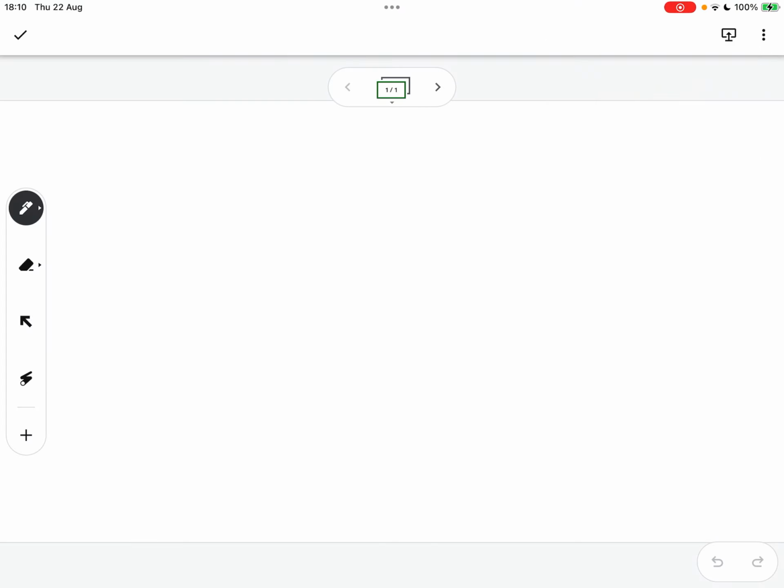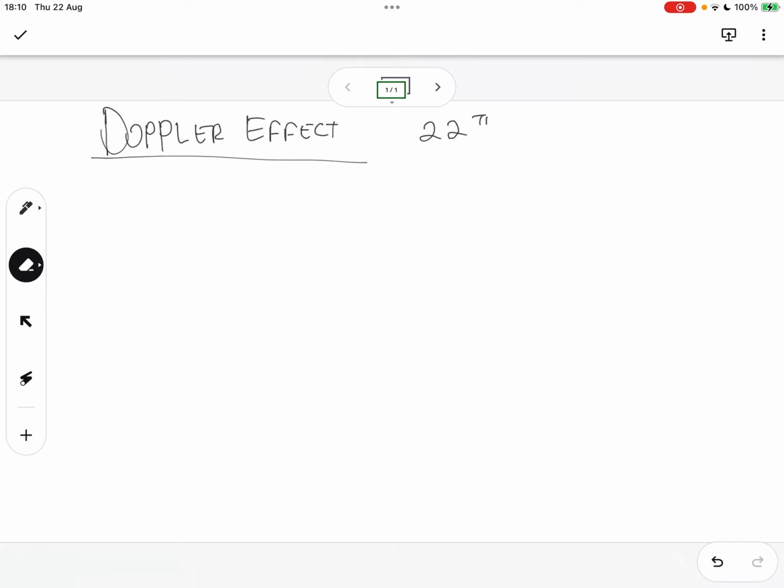All right, so we're going to look at the Doppler effect, right? So tonight's class is about the Doppler effect, and it starts off with... Is Magdalene going to be unavailable today?